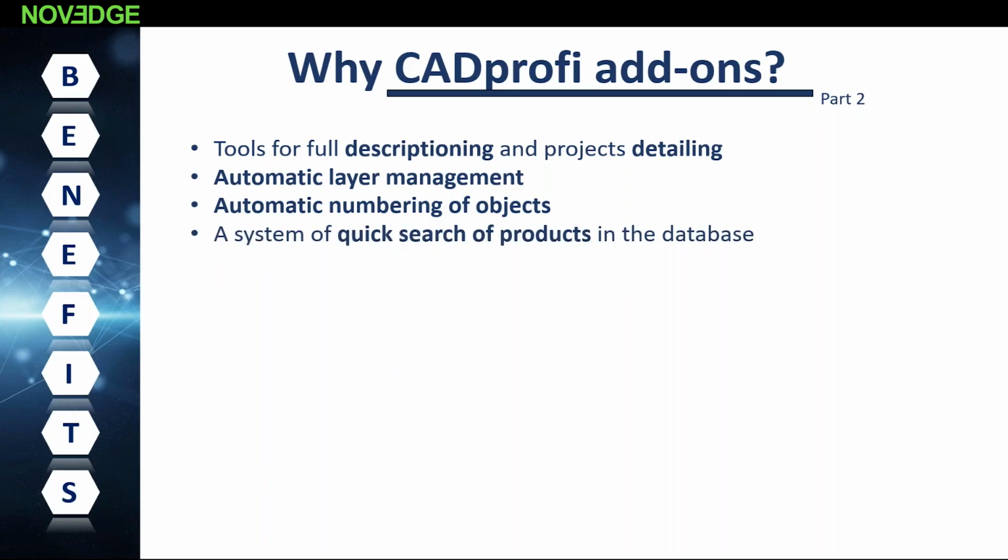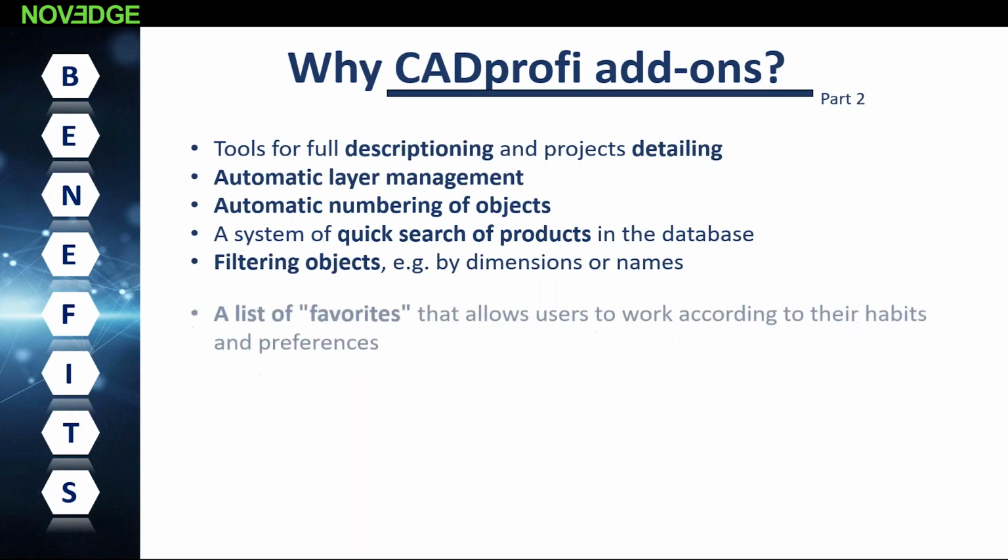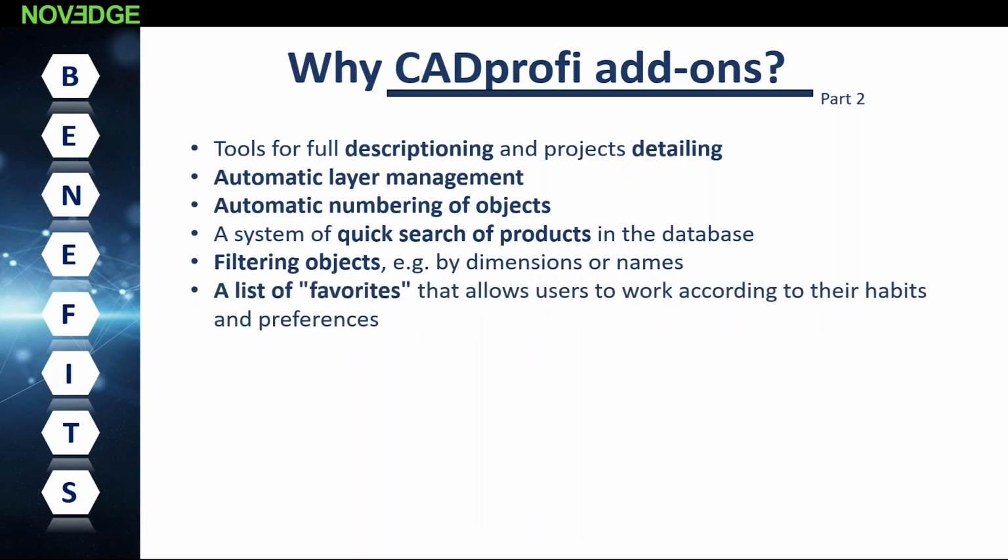And of course, when you have a lot of objects, like libraries and your own objects, it would be good to have a quick search of products in that database, and this is also available. Filtering those objects, for example, by dimensions or names is also possible. As I mentioned, everyone likes to have their favorites. So favorites allow users to work according to their habits and preferences.